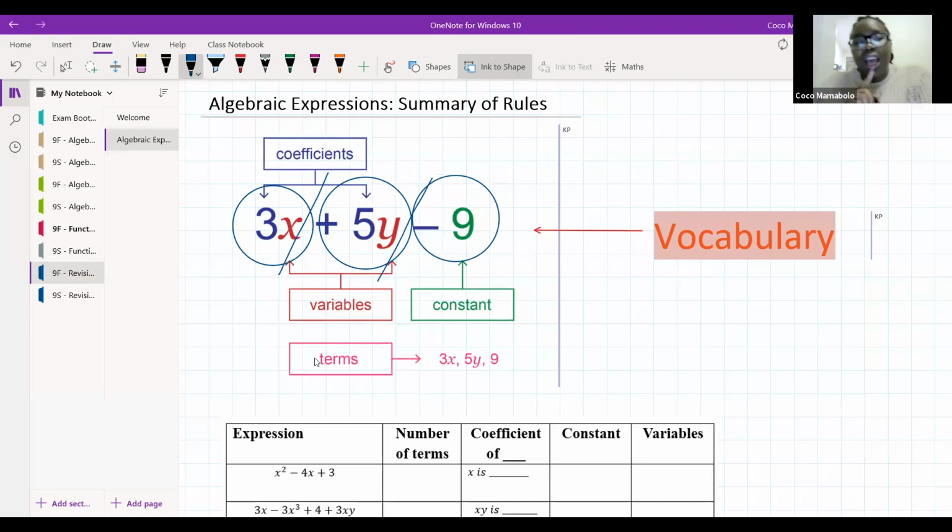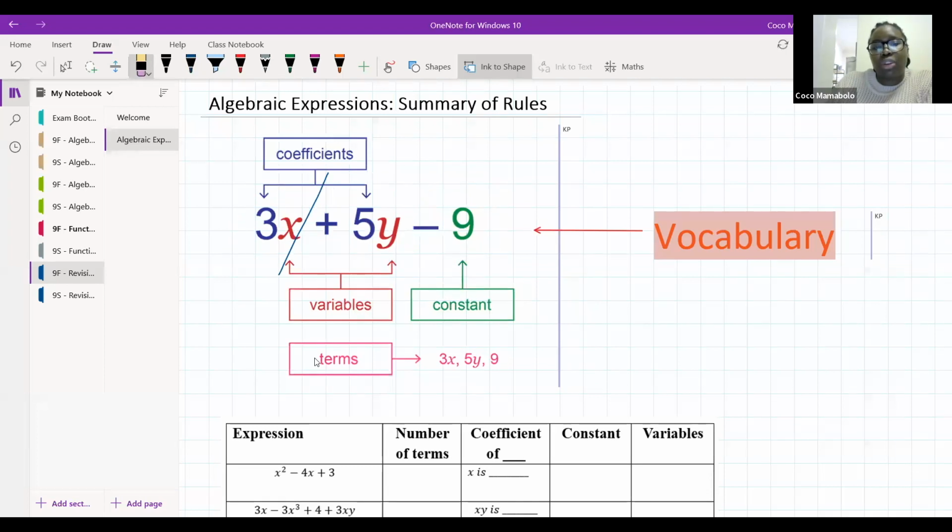Now, I want you guys to note, before we continue, that's it, Karabo, excellent stuff. I want you guys to note that when I split my terms, I always make sure that the sign in front of it goes with the number itself. So the constant is not 9. 9 is not the constant. The constant is negative 9.